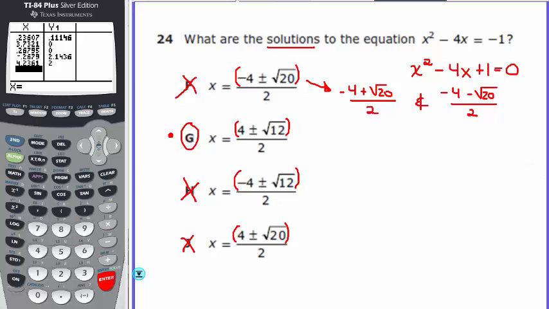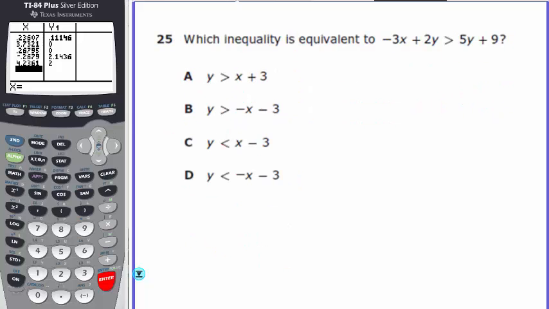Okay, let's go on to question number 25. Question 25, which inequality is equivalent? Keyword here is equivalent, meaning which one of these multiple choices is equal to this guy. If you notice, my multiple choices have the y alone, and this inequality does not. So first thing I need to do is get the y alone. So what I'm going to do is I'm going to rearrange the numbers, meaning the numbers without y I'm going to send it to the right, and the numbers with y I'm going to send it to the left.